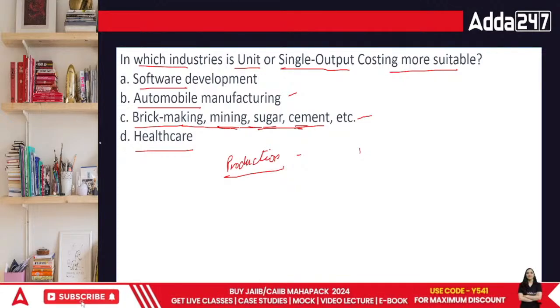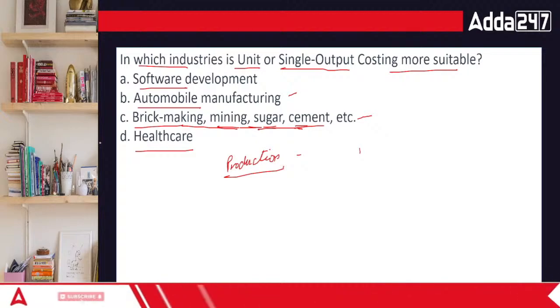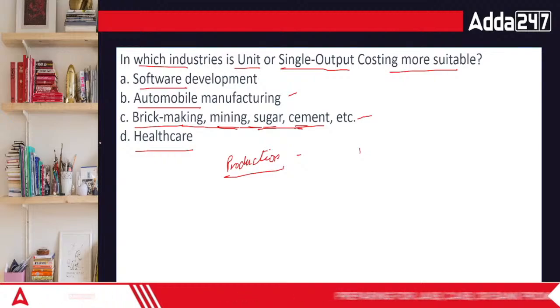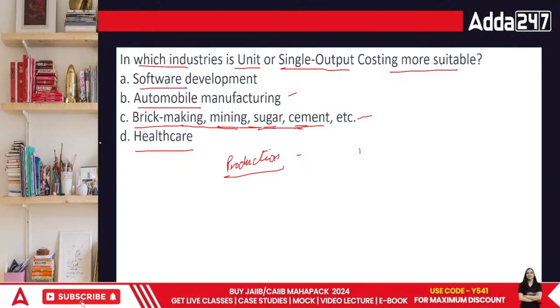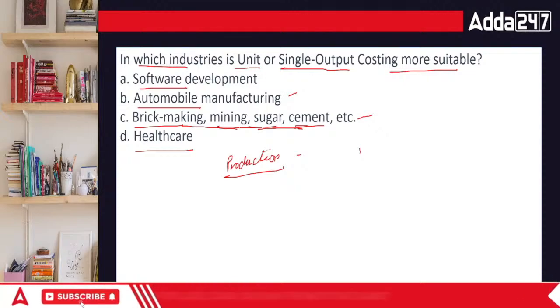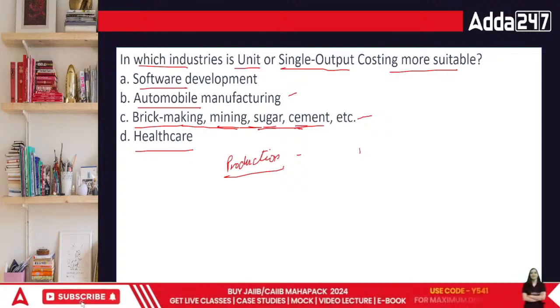In terms of healthcare, what's the answer? We have it as operating costing because it's related to the service. There are no goods that we're providing. We're not selling something. We're basically providing a service. Okay, next point.